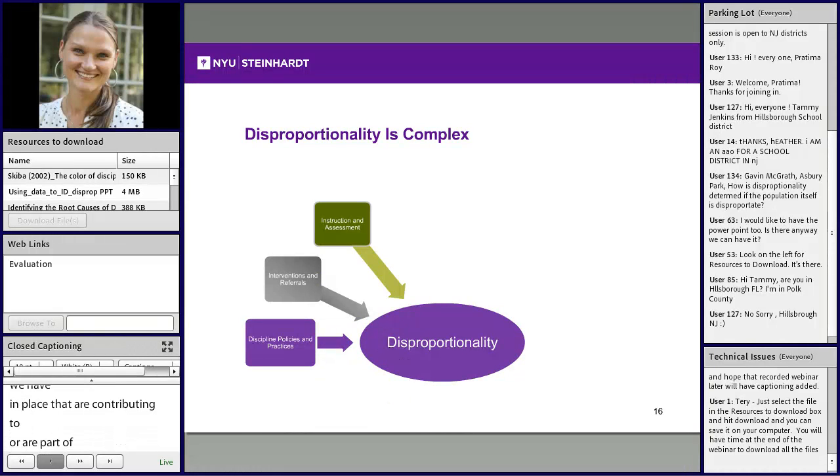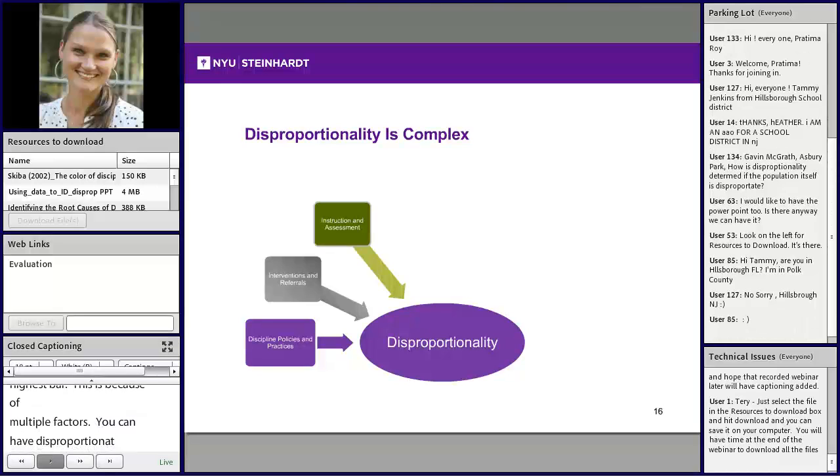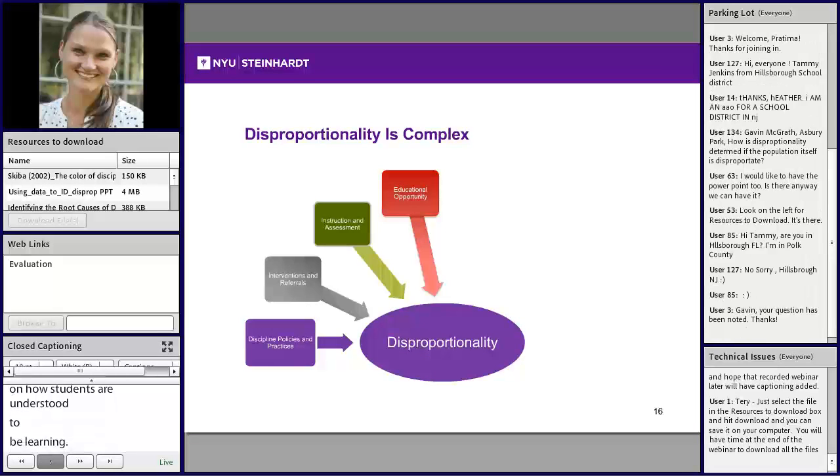disproportionality. Another cause is that instruction and assessment are oftentimes not held to the highest bar, and this is because of multiple factors. Disproportionate outcomes can manifest because students don't have access to the best texts or the most rigorous curriculum, or when you're secluded in a special education classroom, the rigor of the instruction can be different than in other classrooms. So you see not only students being classified with disabilities, but also an impact on achievement and on how students are understood to be learning. That ties into educational opportunity, and it's really thinking about what types of opportunities are being provided to students, and whether those opportunities are sufficient for optimal learning.